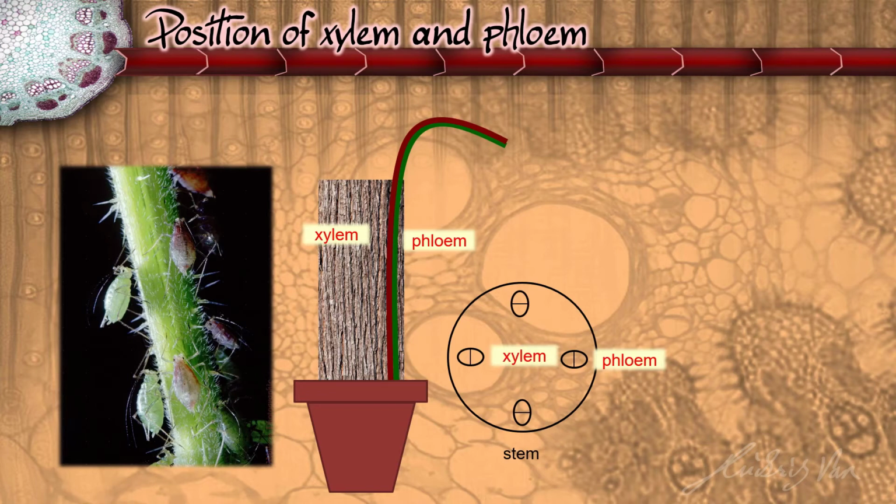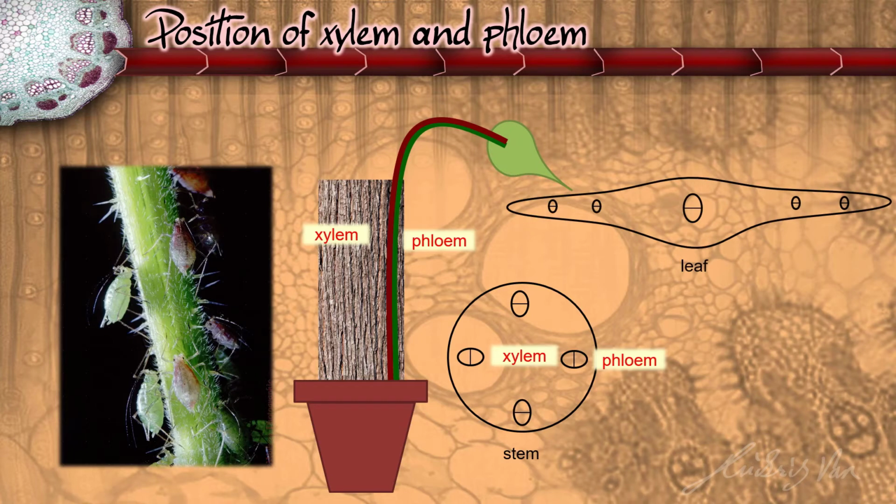So make sure you know where the xylem is and where the phloem is when you are given a cross-sectional diagram of a stem. How about the leaf? If we look at a leaf, they will give you a diagram that looks something like this. And as you can see, as the vascular bundle turns into the leaf, it will inevitably cause the xylem to be on top and the phloem to be at the bottom.